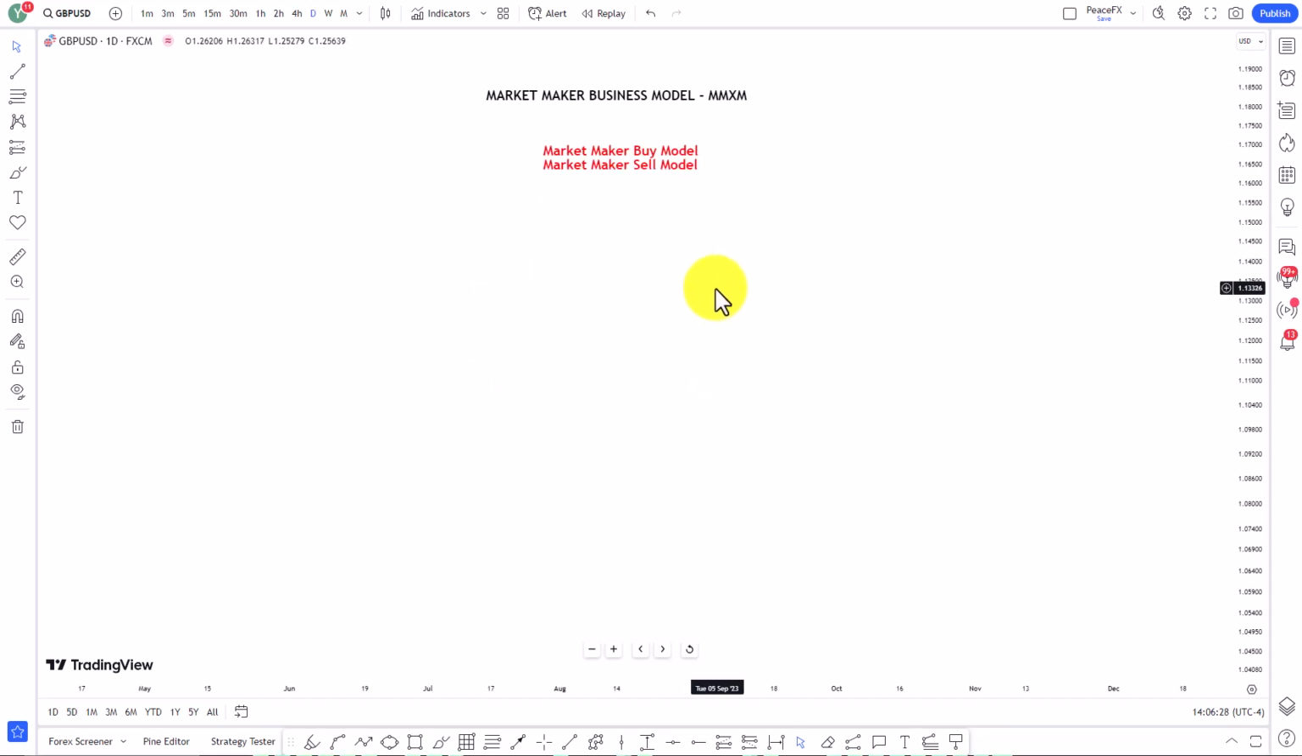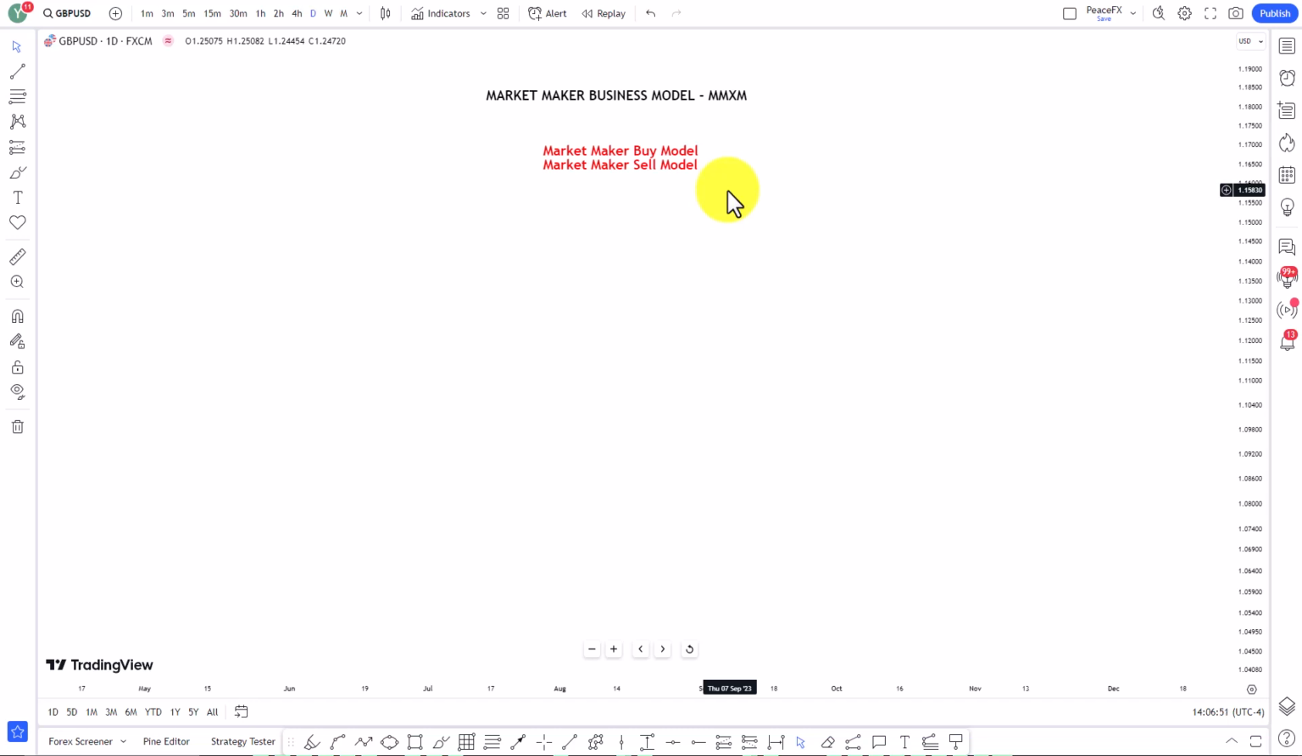It's called the market maker business model, or the market maker buy or sell model, because you will not be focusing on one side of the marketplace. And in as much as you want to focus on one direction or standpoint, there must be something behind it confluencing that particular move. Are you on the buy side of the curve? Are you on the sell side of the curve?